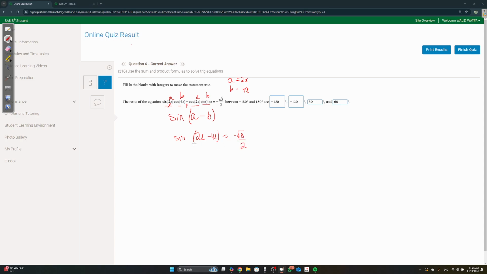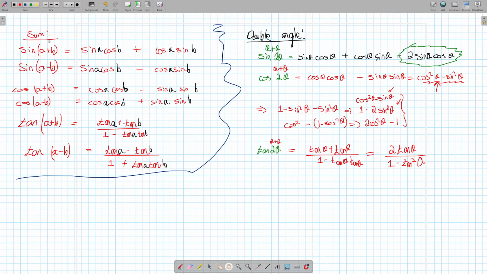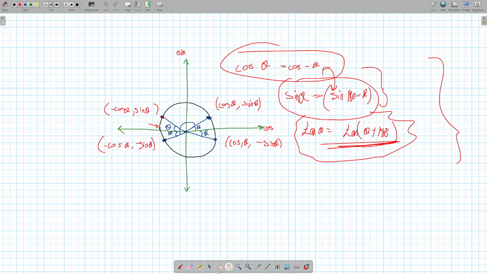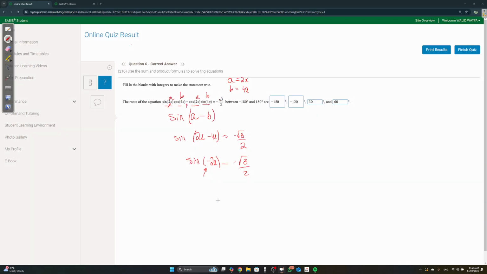You have two ways to solve this. This becomes sine negative 2x is equal to negative root 3 over 2. You can take this negative out. This is a rule for sine, because if you look at the unit circle, sine of the negative angle is equal to negative of the positive angle. Only in sine are you allowed to take this negative out and solve like this. Some people do shift sine and then divide by negative 2. That's completely fine, but I think this should be a bit easier.